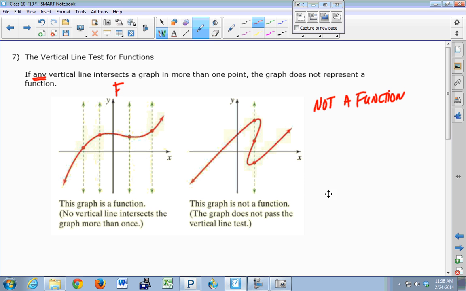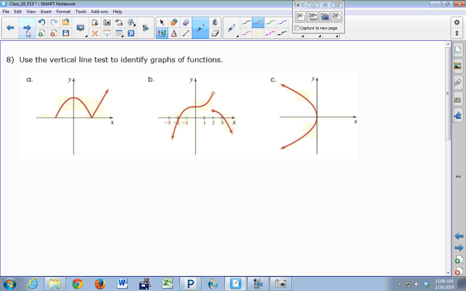And this is a function. So what I'd like you to do now is at your seats, you have a couple of graphs, 3 different graphs. I'd like you to look them over. There's a little something different in each one, and use your vertical line test to determine if it's a function. B is particularly interesting.